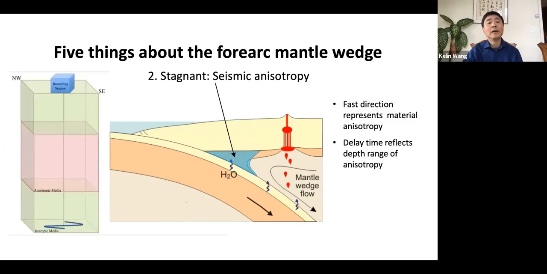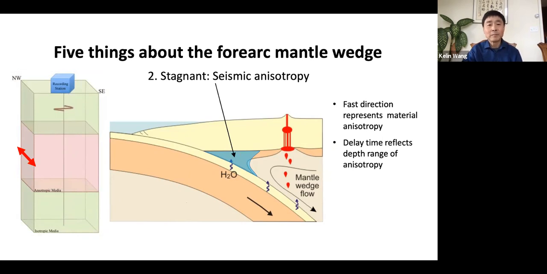As we all know, when shear wave travels through an anisotropic medium, it splits into two polarized components. And the particle vibration direction of the faster wave is called fast direction. It kind of represents material anisotropy. And the arrival time difference between the two waves kind of tells us the depth range of the anisotropy.